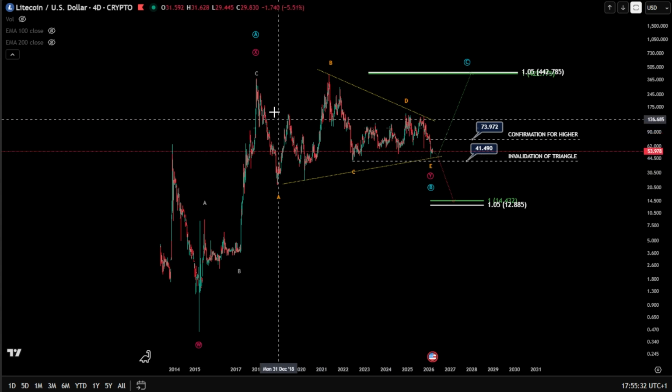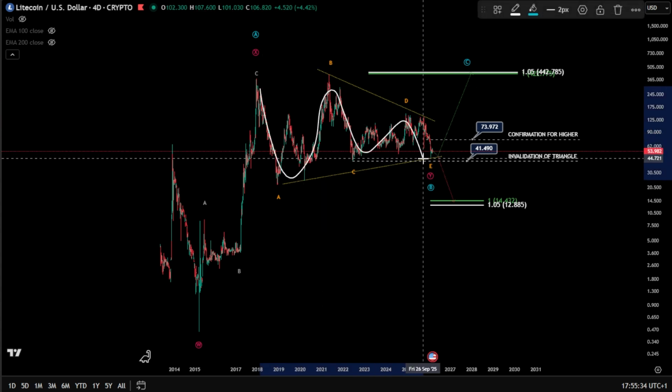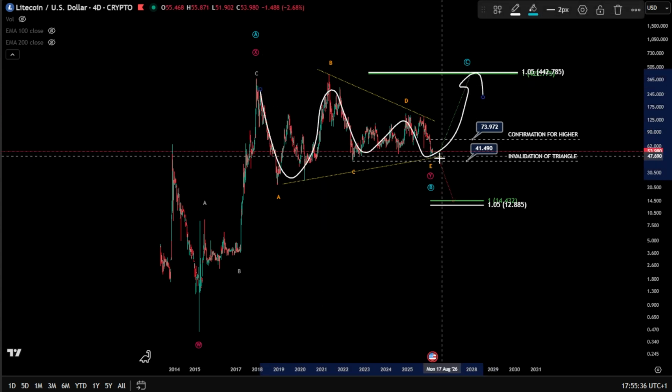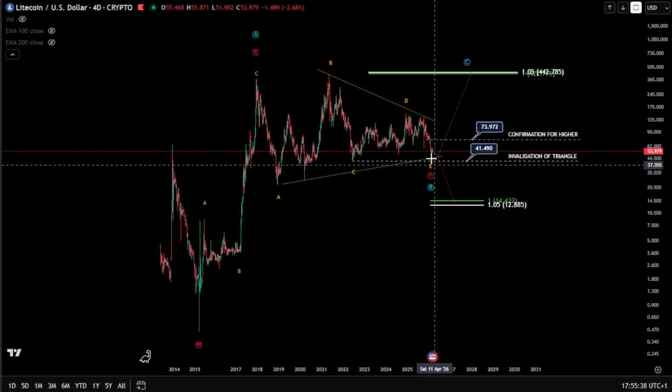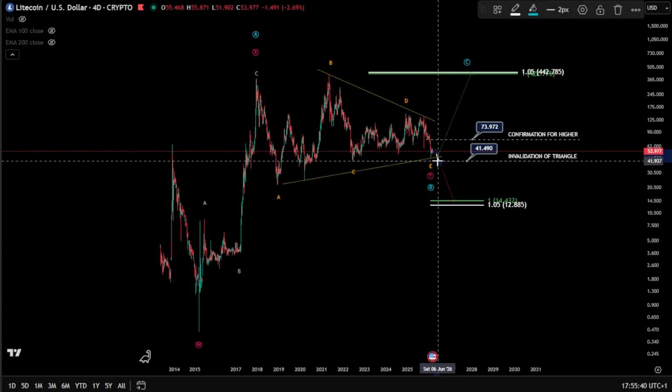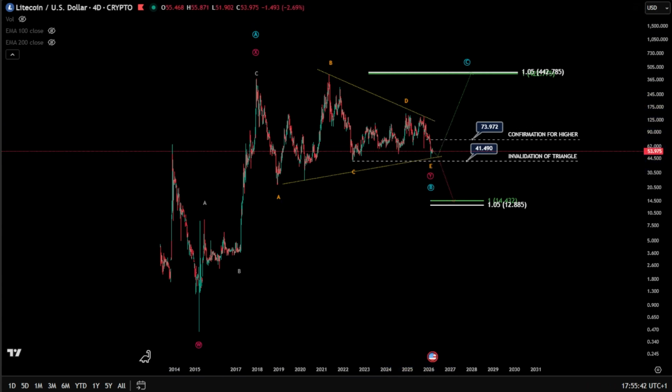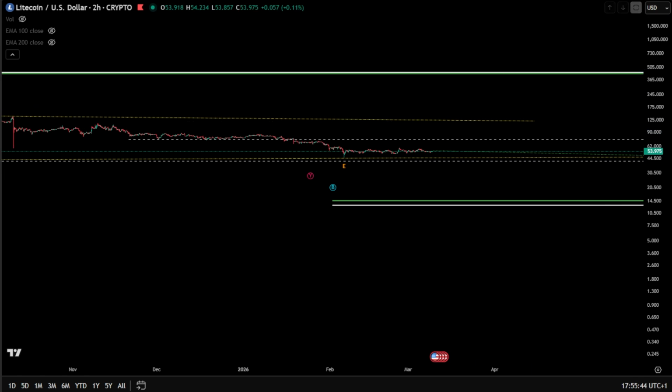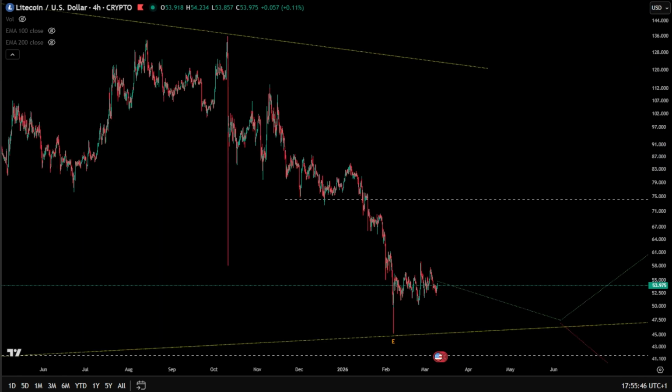Now, the highest possibility is a triangle A, B, C, D, E, and of course looking for a wave C after it once we finish this last drop for wave E. We're gonna take a closer look on the 4-hour chart first for Litecoin.